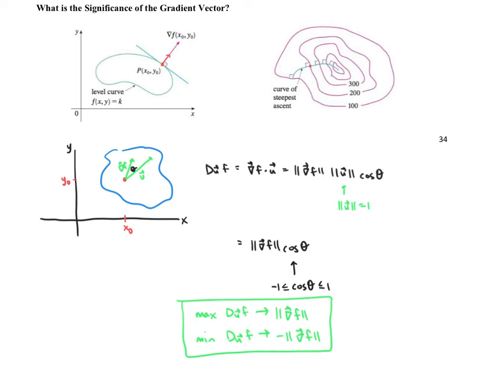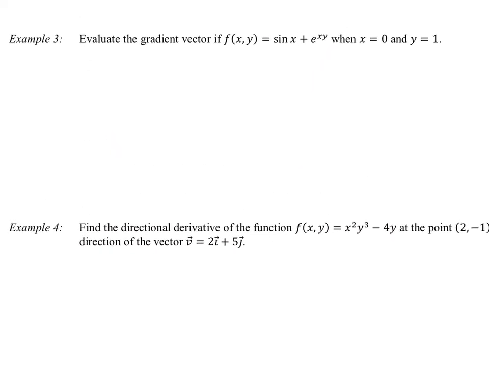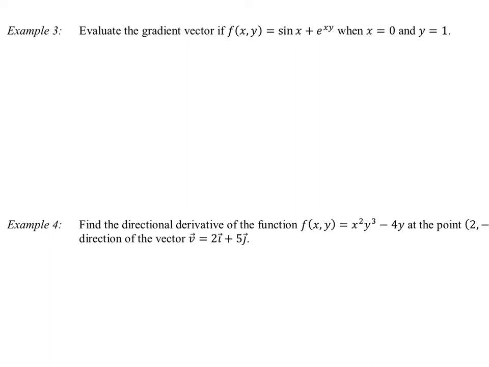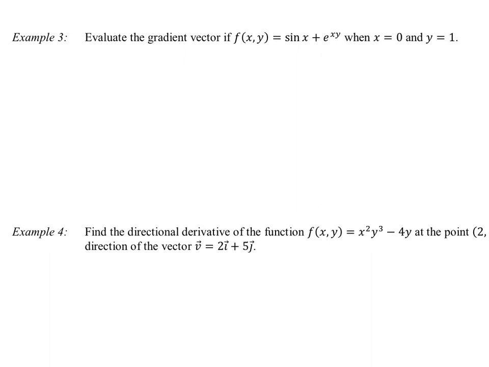Okay, let's move on and look at the next example. So with example 3, we're going to evaluate the gradient vector. The gradient vector is simply the partial derivatives as components of the vector. So in this case, the gradient vector would be cosine of x plus y e to the xy, because of the chain rule. And then we have x e to the xy as the second component.